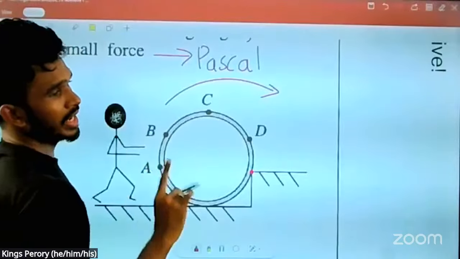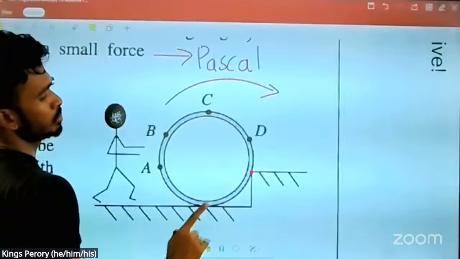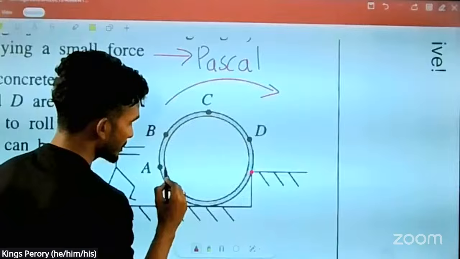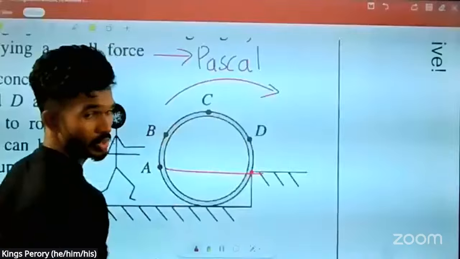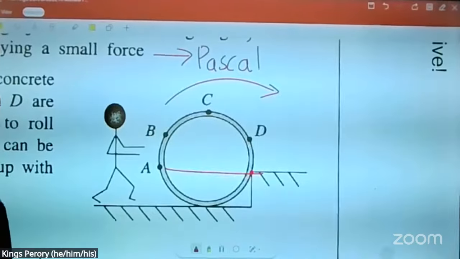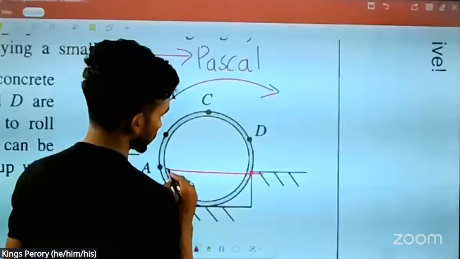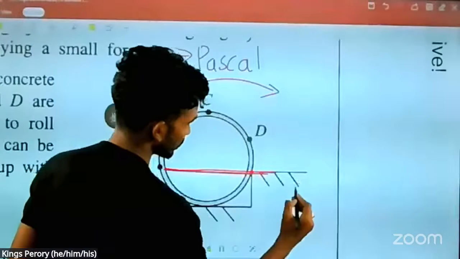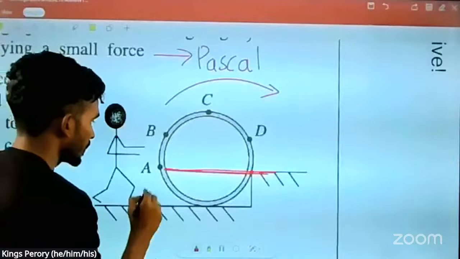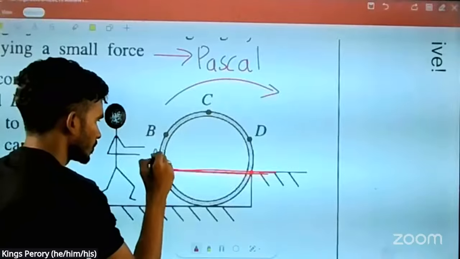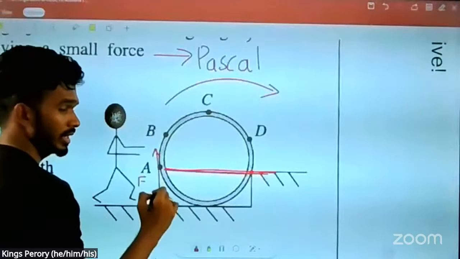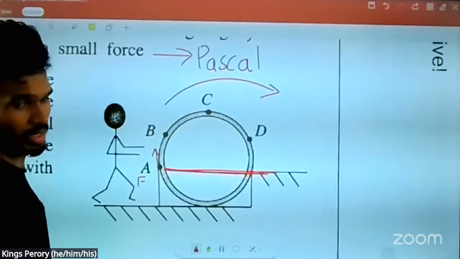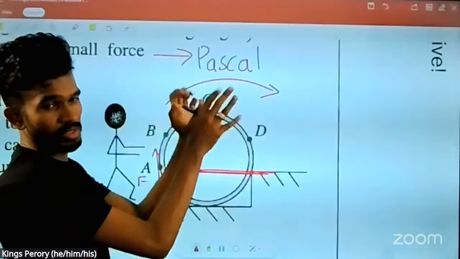If you are applying the smallest force, it should be perpendicular to the pivot point. Your smallest force comes when it is perpendicular to the pivot point. Which means, where do you apply your force? At A. At A, you can roll it with the lowest force.